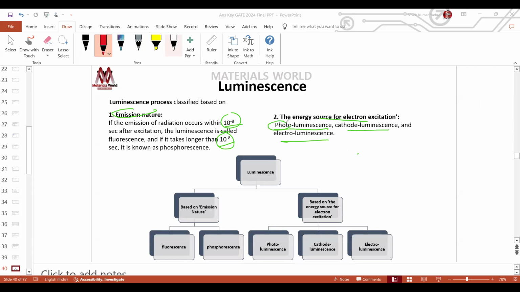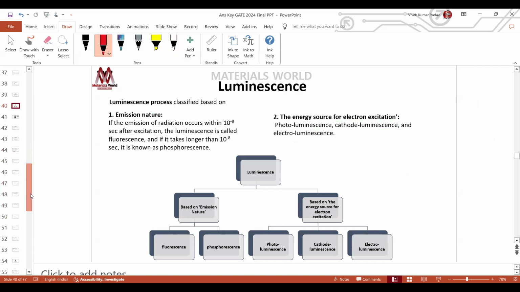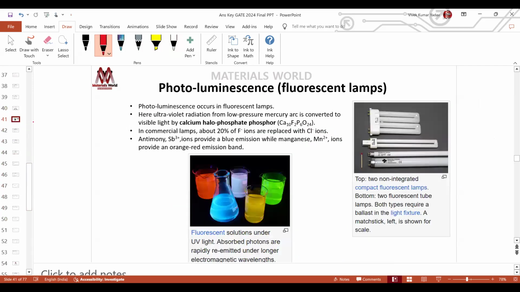Photoluminescence, by nature, photo, is light coming from the sun, for example. Electroluminescence, by nature, is the energy that you put on your semiconductor, the voltage or current, electrical energy. We call it electroluminescence. And then there is cathodoluminescence, where you use cathode radiation to get the luminescence, the light coming out of the semiconductor. Based on that, we have photoluminescence.